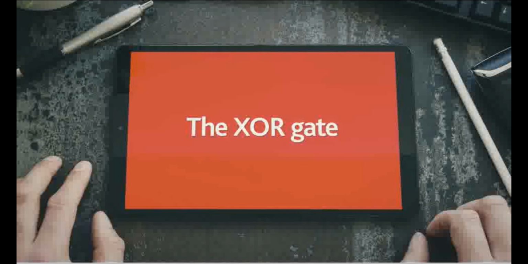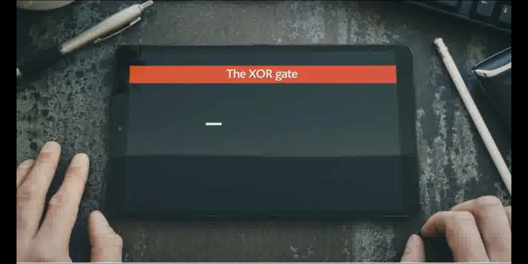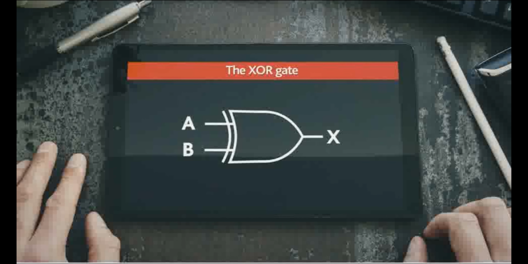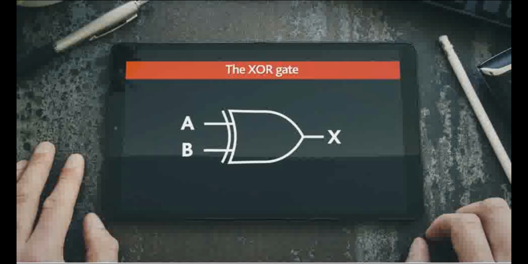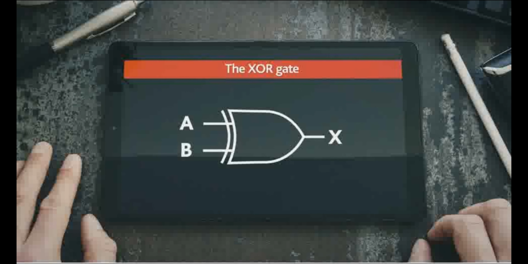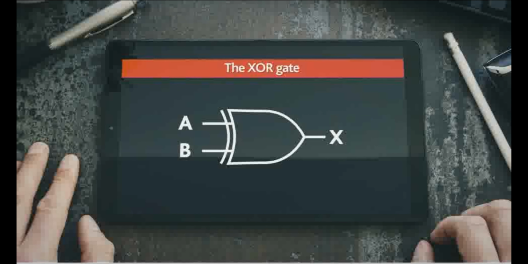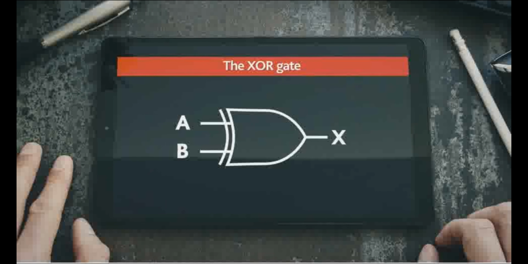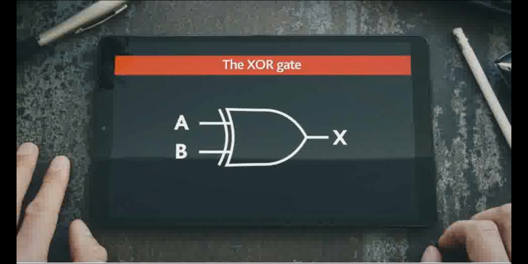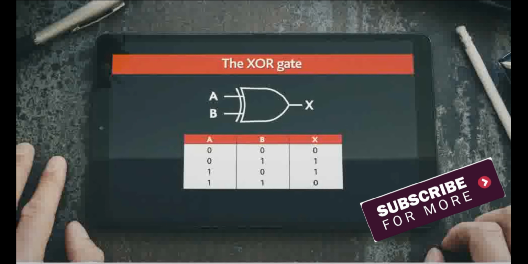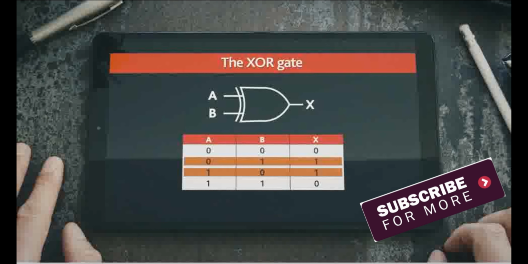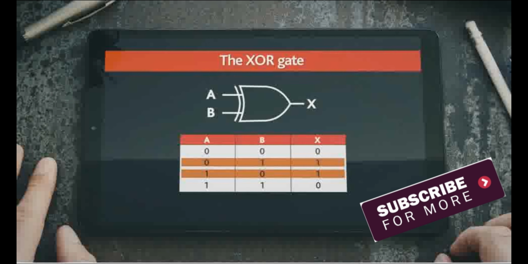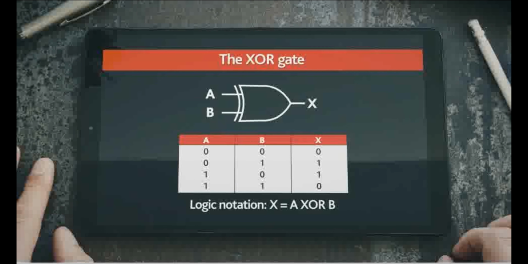The XOR gate. An XOR gate, or exclusive OR gate, acts in the same way as the logical either-or. The output is true if either, but not both, of the inputs are true. Therefore, the output is false if both inputs are false, or if both inputs are true. You can remember this by observing that the output is true if both the inputs are different, but false if both inputs are the same. This can be seen here in the truth table, where the output is false where both inputs are the same, and conversely, the output is true when the inputs are different. Here is the logic notation for the XOR gate.